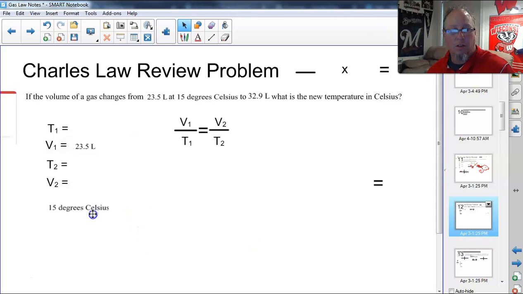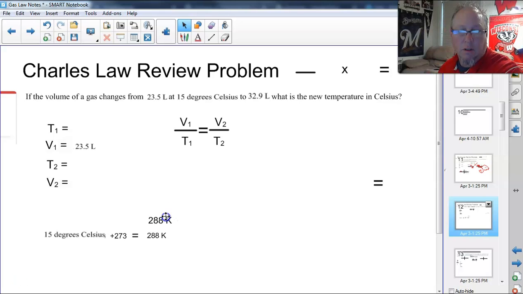So I am going to do a little conversion here, where if I take that 15 degrees Celsius and add 273, I get this, 288. So my new Kelvin temperature is 288. I'm going to take that and put it right up here for my temperature 1. As I'm going across, I get to another thing that's liters. This is the liters after the change, so that's going to be my volume 2. I'm looking for the temperature.